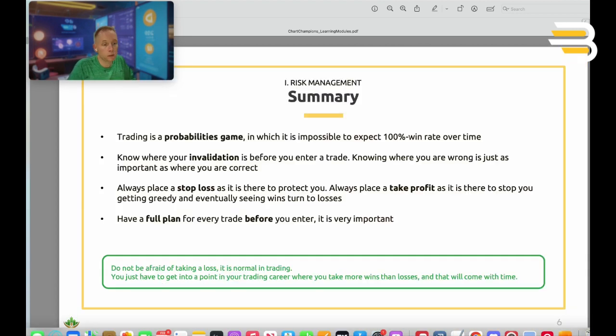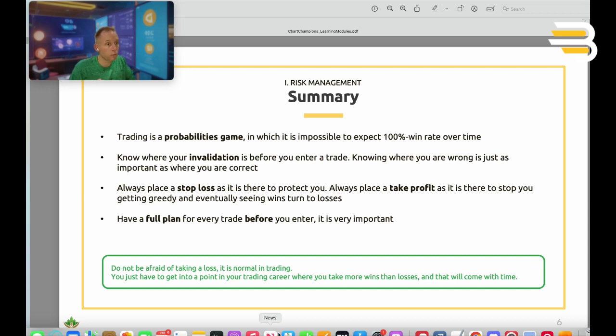Okay, so summary: trading is a probabilities game in which it's impossible to expect a 100% win rate over time. Know your invalidation before you enter a trade. Knowing where you are wrong is just as important as knowing where you are correct. Always place a stop loss as if it was there to protect you. Always place a take profit as if it was there to stop you from getting greedy and eventually seeing wins turn into losses. Have a full plan for every trade you begin to enter. I think if anything to take away, it's have a trade plan.